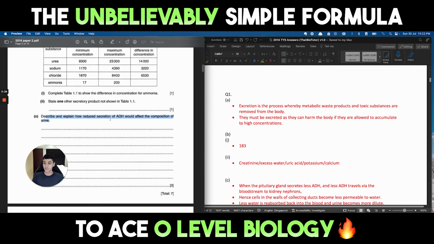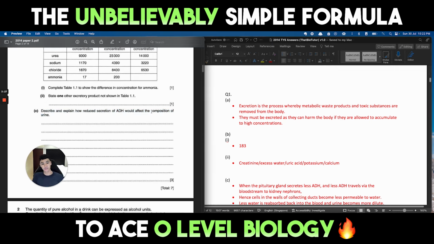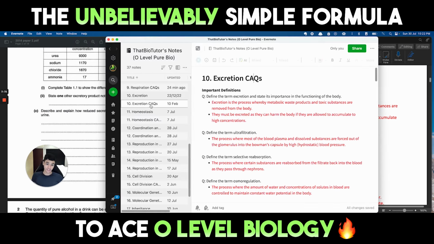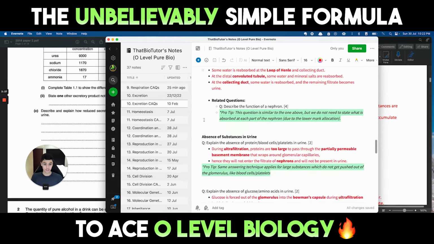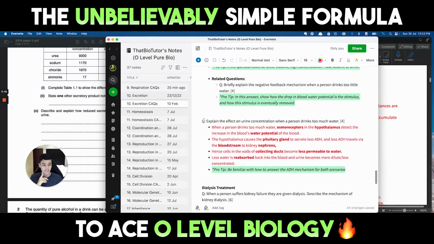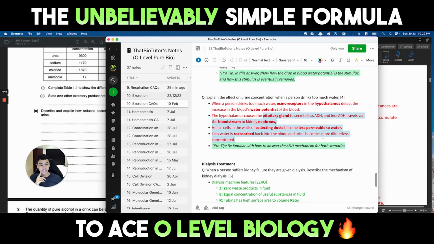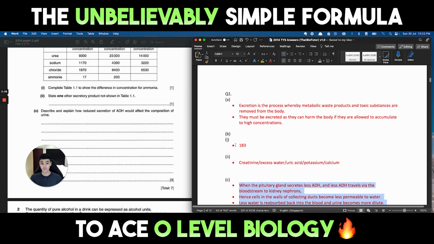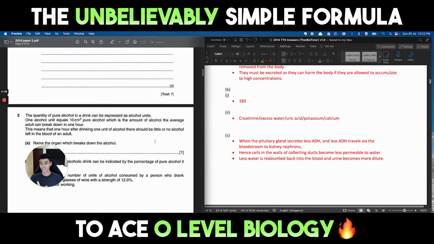Okay, next. Let's see this question. Describe and explain how reduced ADH secretion affects composition of urine. Where did we see that before? It's excretion, same topic, ADH. And it's what? Reduced secretion of ADH. So less ADH, right? Secrete less ADH. Look, here, see? Pituitary gland secrete less ADH. What happened, right? So I copy this, I put in the answer here. That's exactly what I did. Ta-da, done. All this has been 3 marks, so far. 5 out of 7 marks are free.